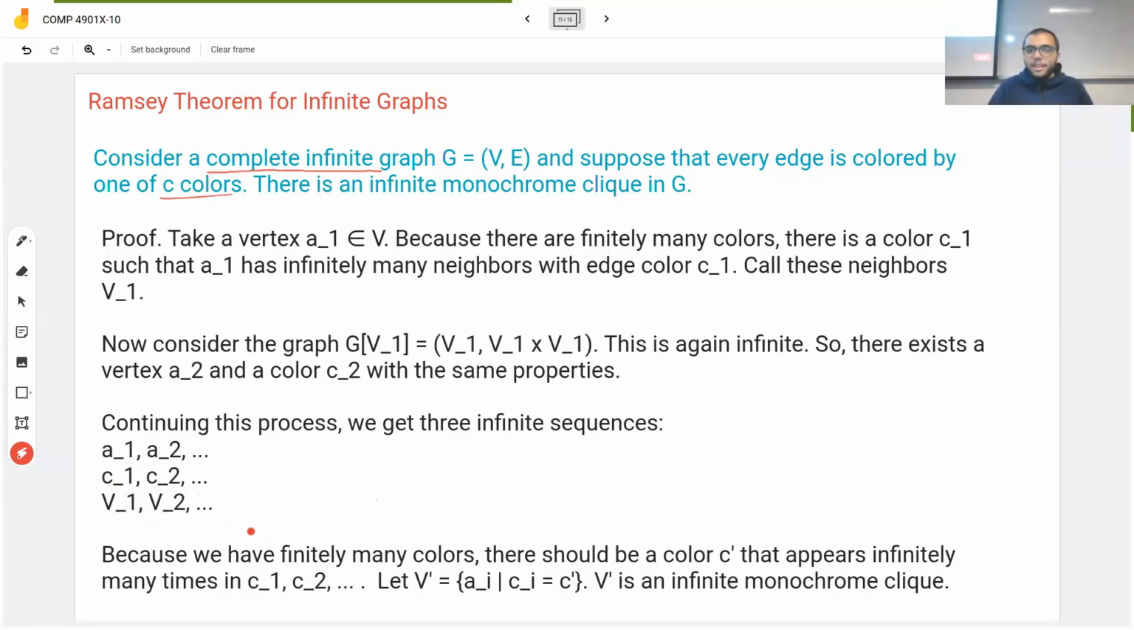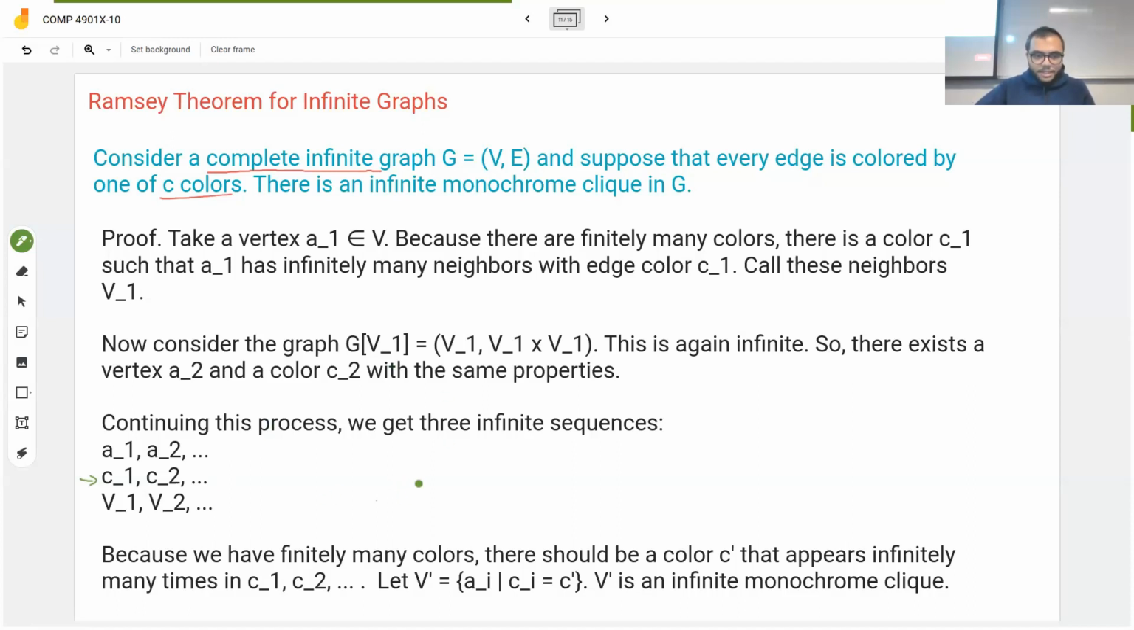Now, again, I have finitely many colors, but these are infinite sequences, especially this one. This is an infinite sequence. So there is some color, let's call it C prime, that appears infinitely many times in my C sequence.